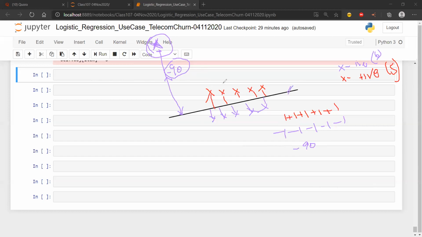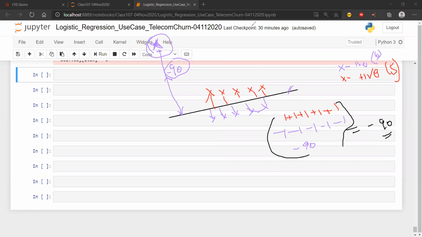I'm giving a plus sign to my plus points and a minus sign to my minus points. To be specific, I'm giving a minus sign to the distance from the hyperplane to my negative points, because they are negative, and a plus sign to the distance for my plus points. So the output of this calculation will be equal to minus 90.